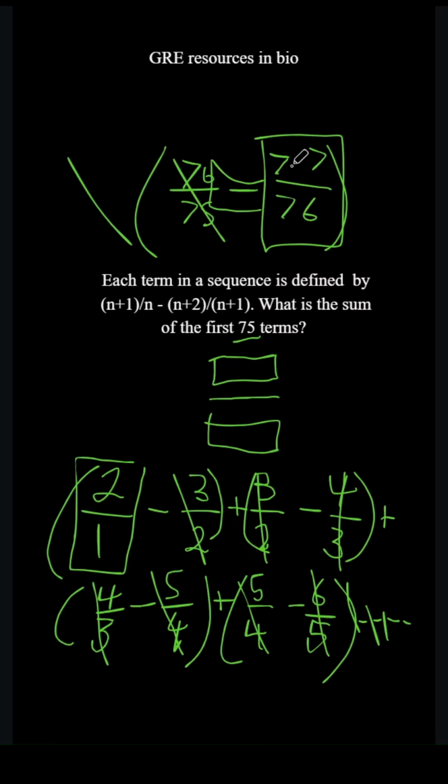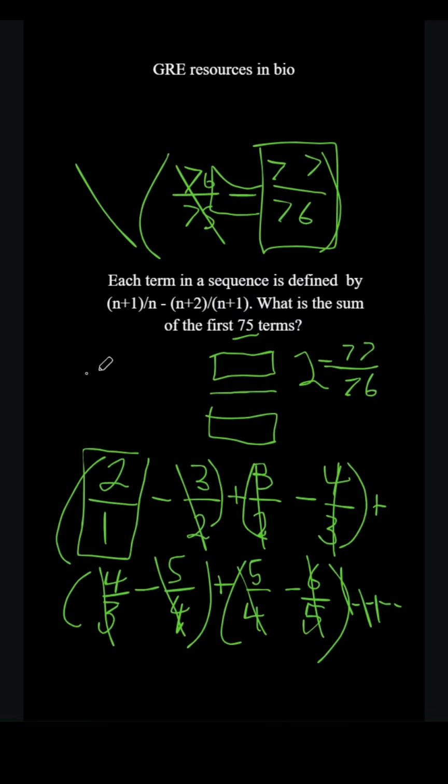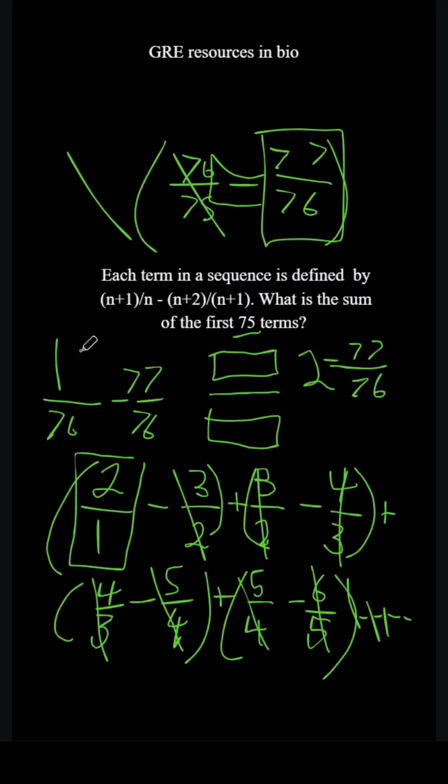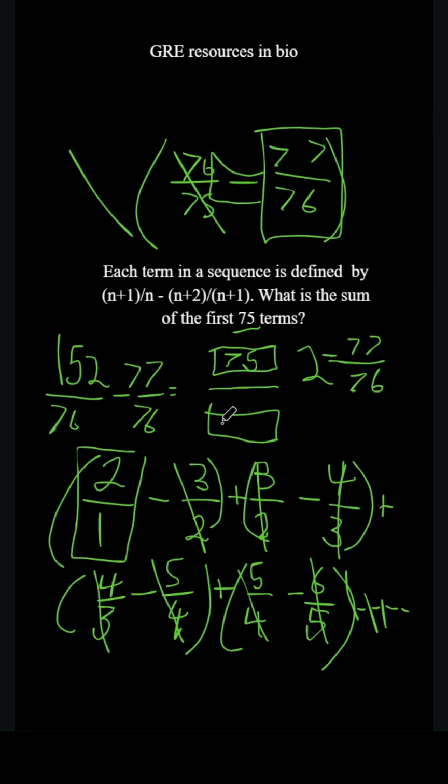Well, actually, the minus 77 over 76 remains. So what does that leave us with? 2 minus 77 over 76. Understand? Well, what is this as an actual fraction? Well, 2 is just 152 over 76, minus 77 over 76. That is 152 minus 77, all over 76, which is going to give us, finally, 75 over 76.